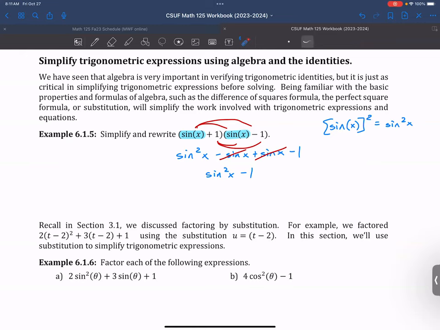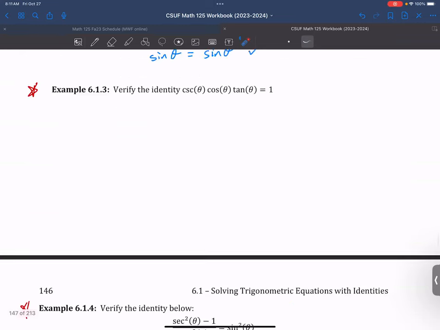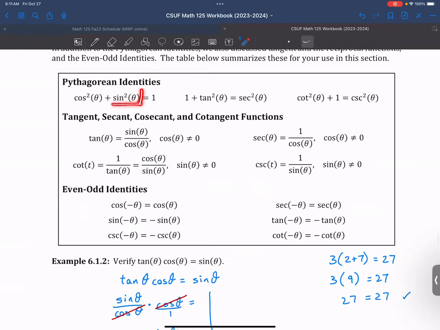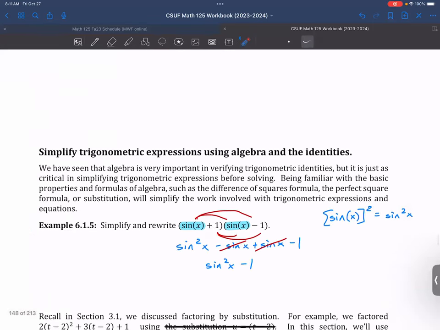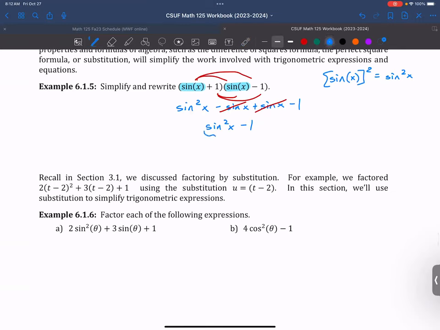We have an identity for sine squared x. Well, we have kind of an identity for sine squared x. If we look back at our Pythagorean identities, sine squared x shows up in here. We can move this cosine squared x to the other side and do a little bit of simplification. So we can replace this sine squared x with a 1 minus cosine squared x. And then we still have the minus 1 at the end of the expression. That's just a version of the Pythagorean identity that we can use to replace something.